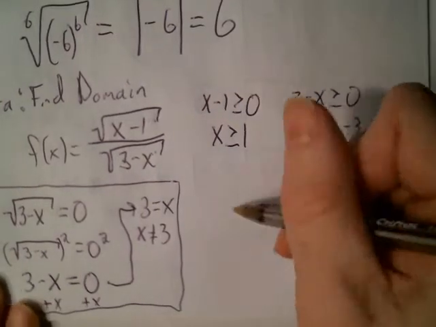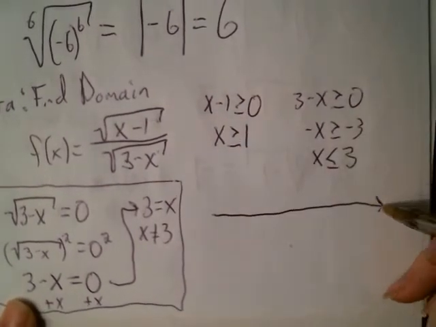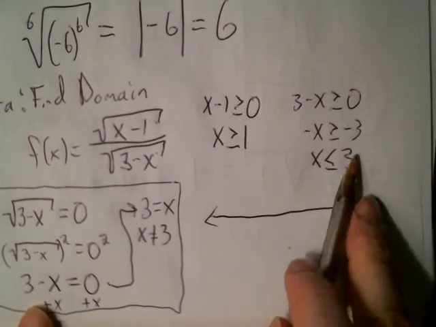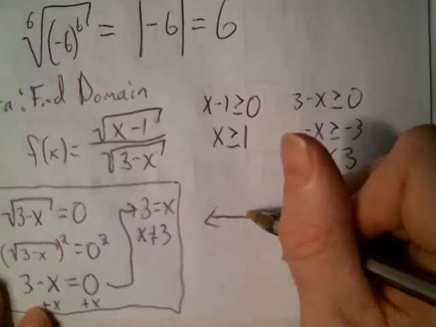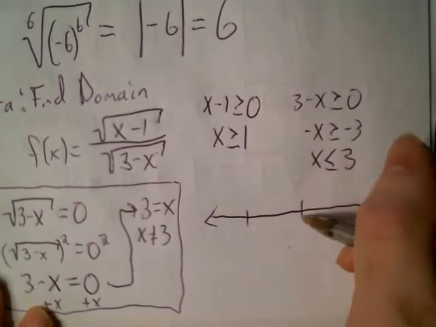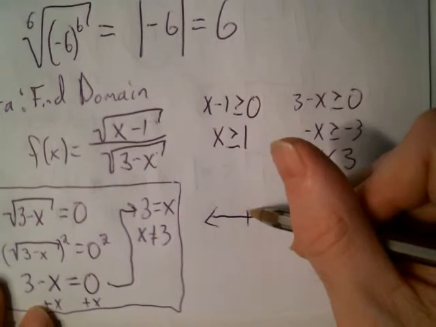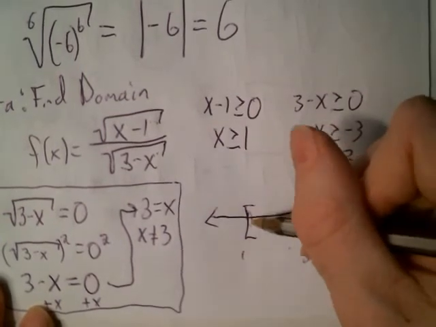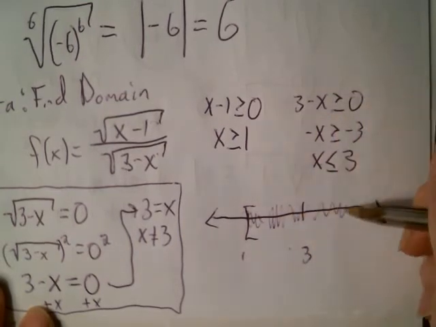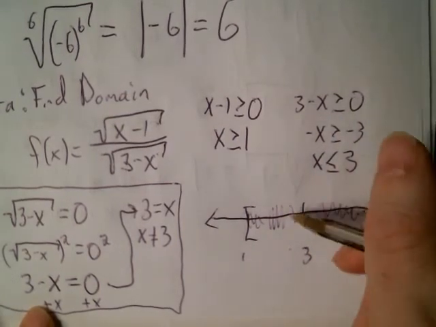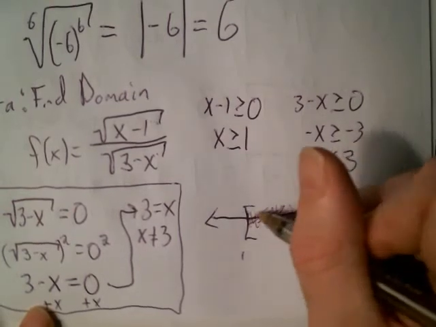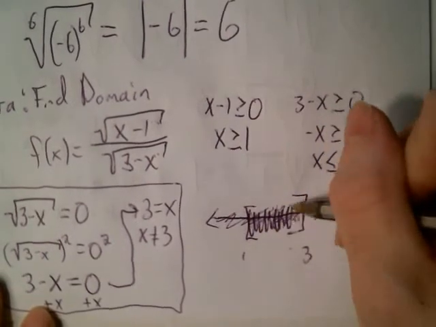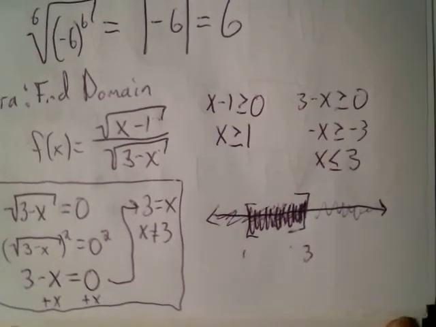So I need both of these to be true. So I go to my number line and find where those intervals overlap. Okay? So I need this to be true and this to be true. So here's 1, here's 3. I need everything greater than 3, or sorry, greater than 1. There's 3. So I need all of this stuff. And I need everything less than or equal to 3. So in this direction. So the overlap turns out to be this interval right here, right?